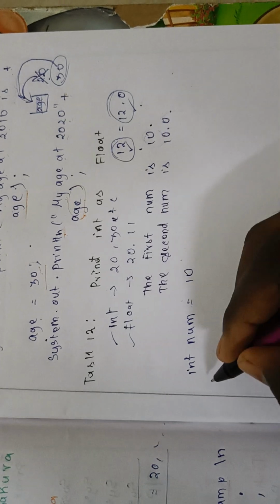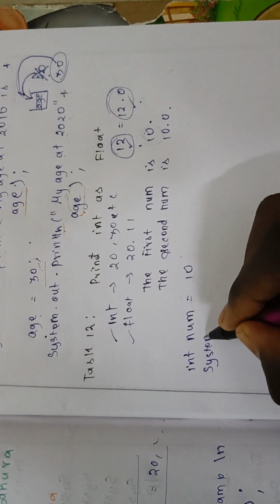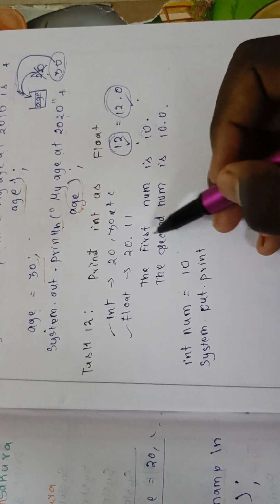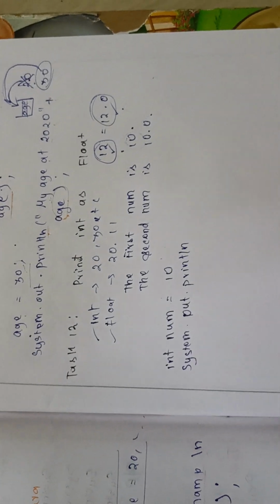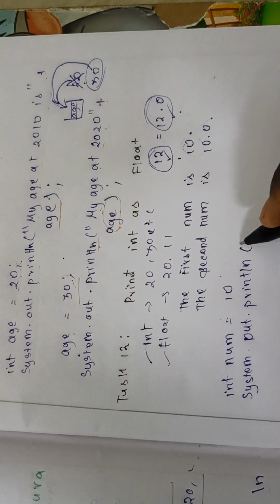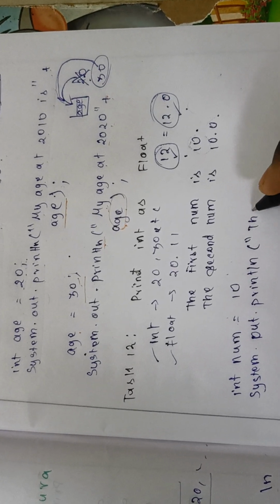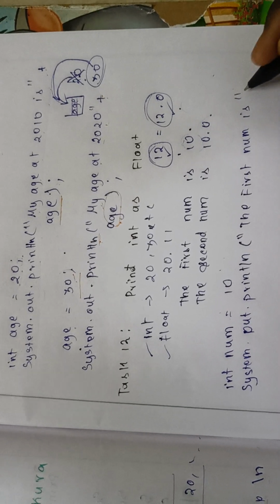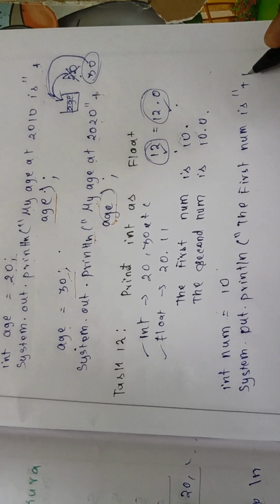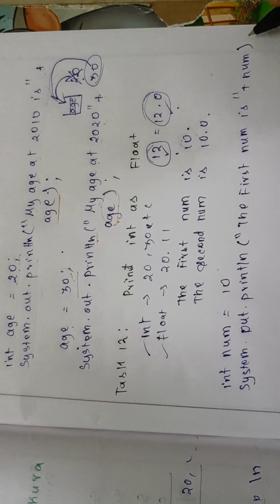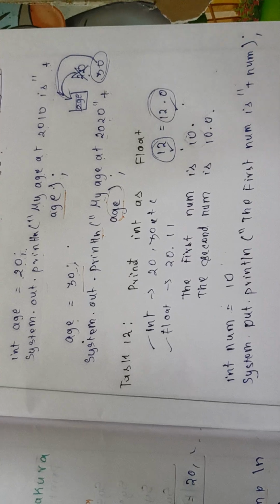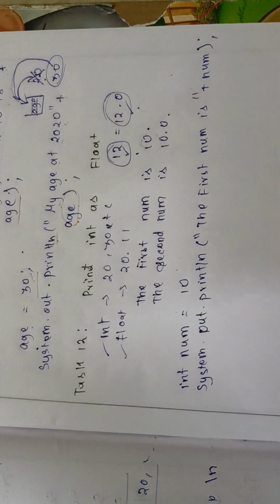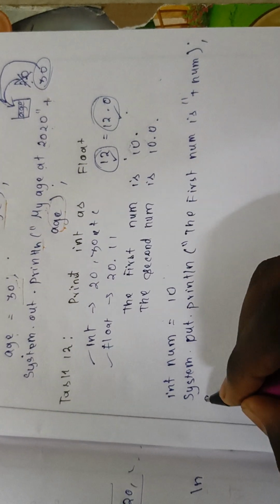Let's first print this. System dot out dot println, because it moves to the second line. Open the parenthesis with double quotes, the first num is, plus you have to write only the variable that is num. Close the parenthesis with a semicolon. Now you have to convert this integer to float. How can you do this? By using casting.